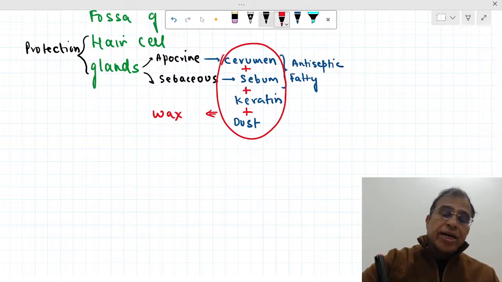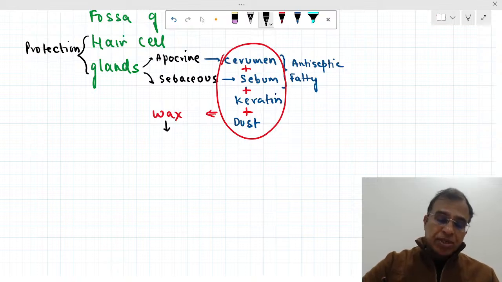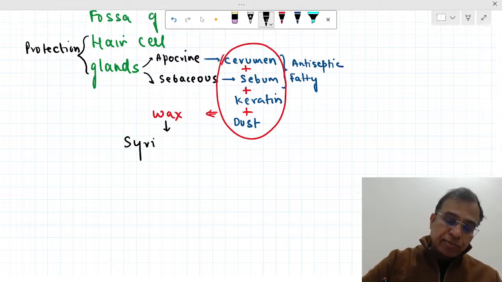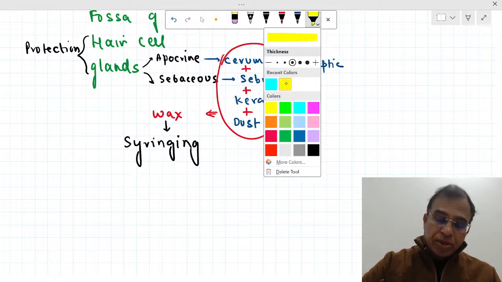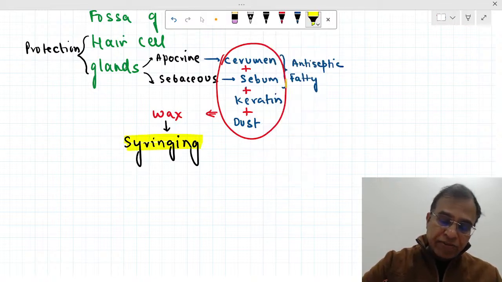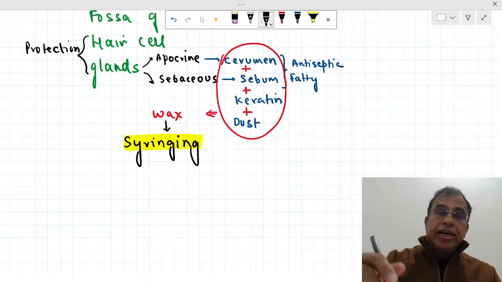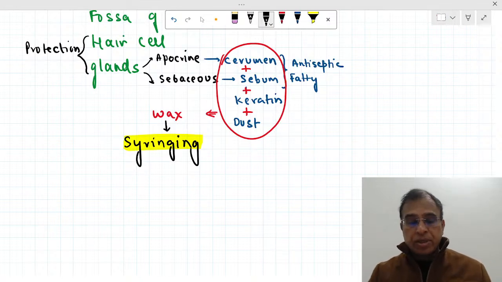And when there is ear wax, what do you do to remove the wax? How do you remove the ear wax? By syringing. We all know syringing is like flushing the canal. We take saline or water in a syringe and we flush the canal, irrigate the canal, and everything comes out.